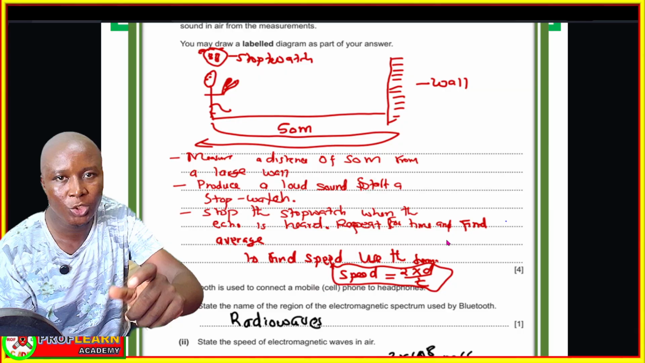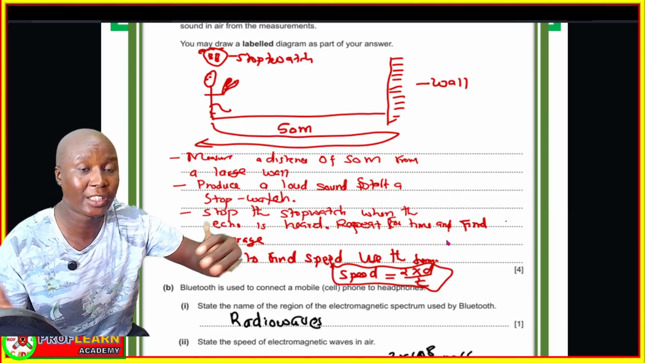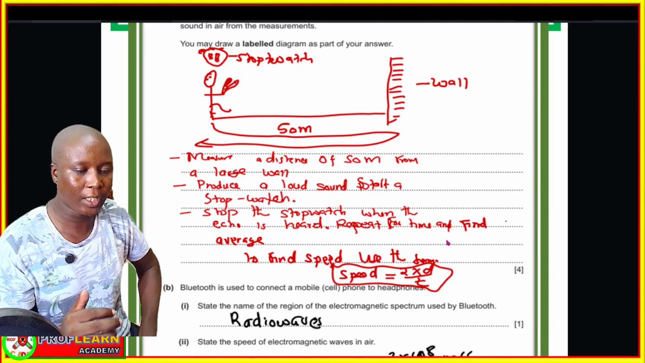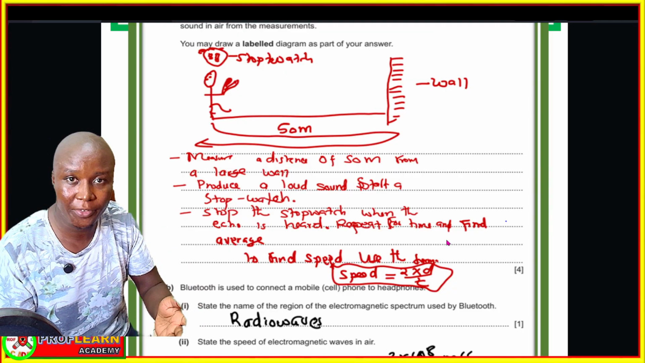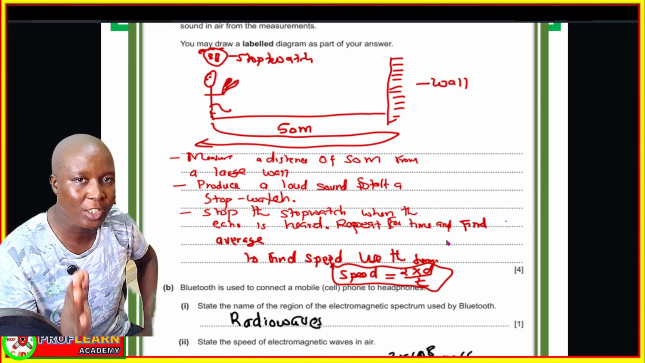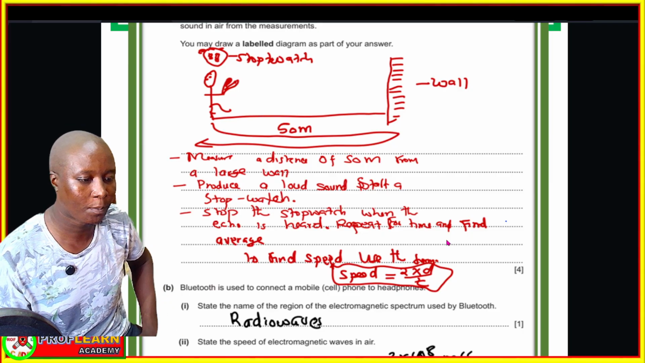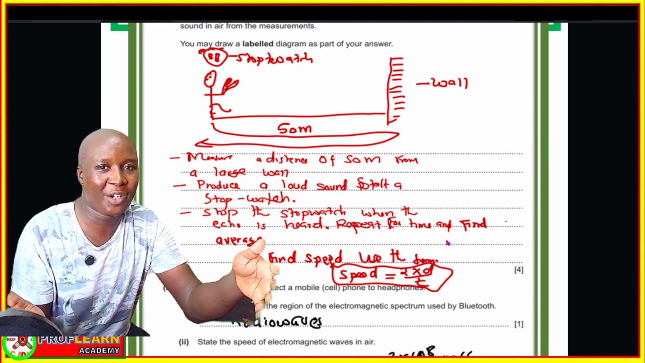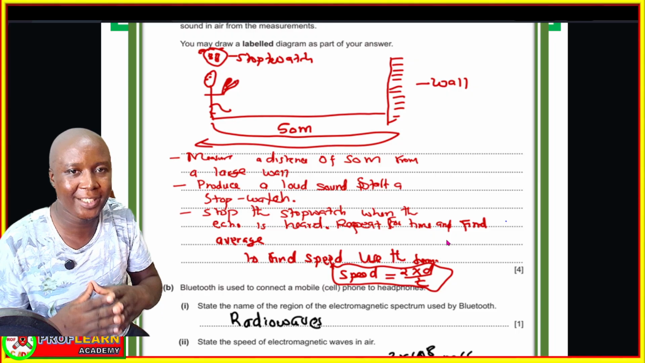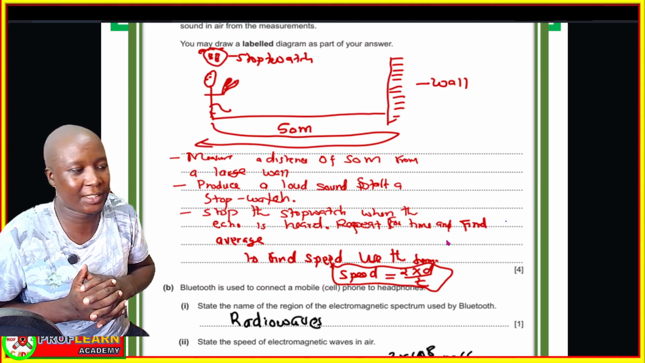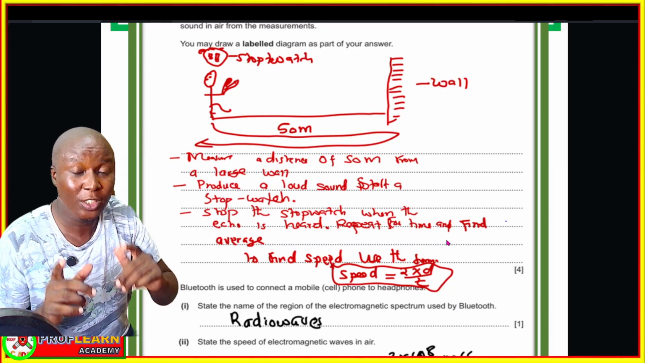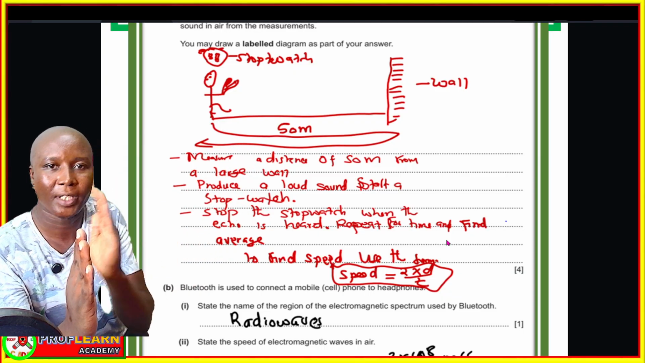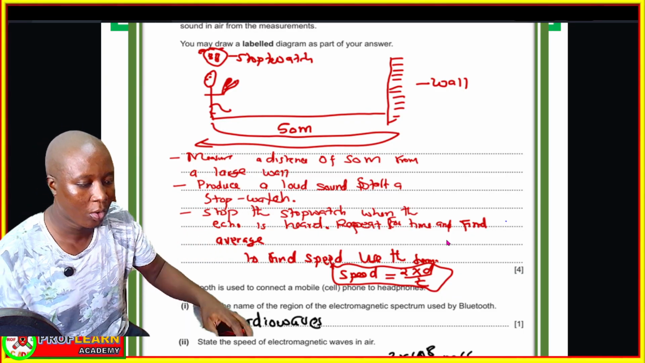You must also mention the instrument you use to measure the distance from the wall to where you are, that is a tape measure. Then repeating the experiment is necessary so that you can bring the aspect of accuracy whenever you are explaining your experiment. Then lastly, the student was supposed to state, to find the speed of sound, use the formula speed is equal to 2 times distance over time. The student should say 2 times because sound will travel from where he is to the wall and then come back, so that you can earn all your marks.